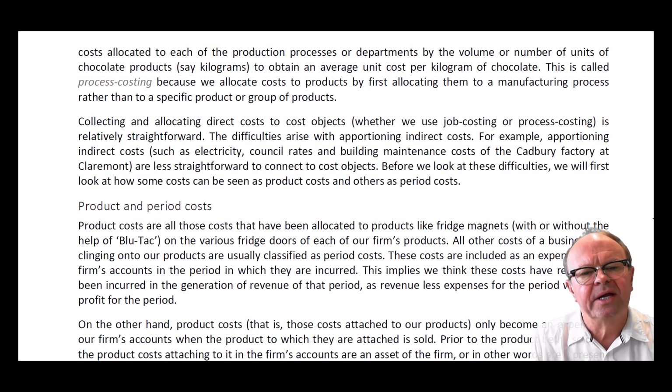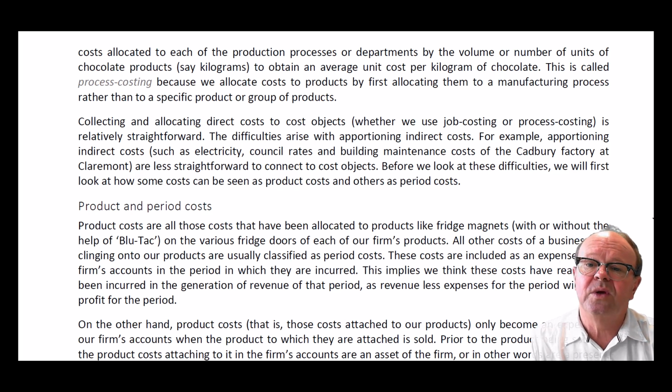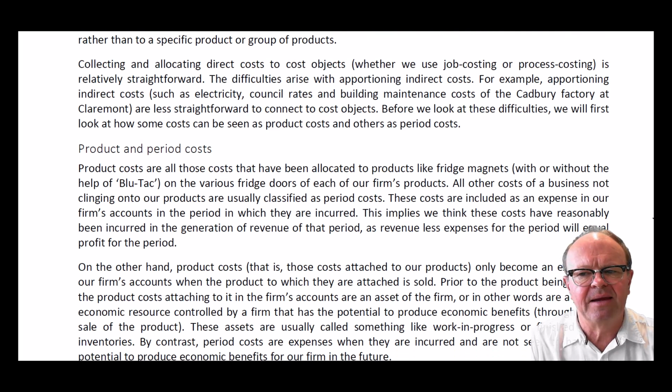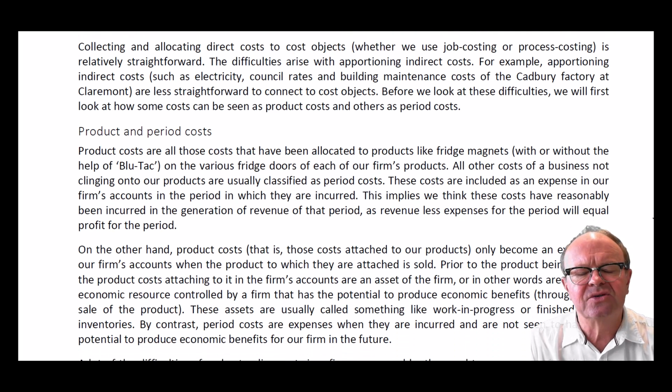Collecting and allocating direct costs to cost objects, whether we use job costing or process costing, is relatively straightforward. The difficulties arise with apportioning indirect costs. For example, apportioning indirect costs, such as electricity, council rates, and building maintenance costs of the Cadbury factory at Claremont, are less straightforward to connect to cost objects. Before we look at these difficulties, we will first look at how some costs can be seen as product costs and others as period costs.